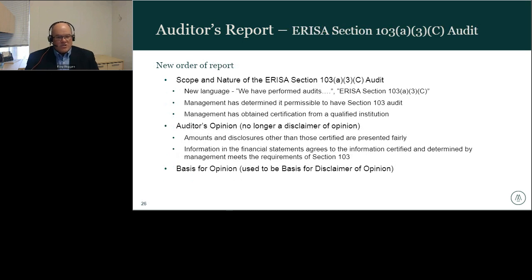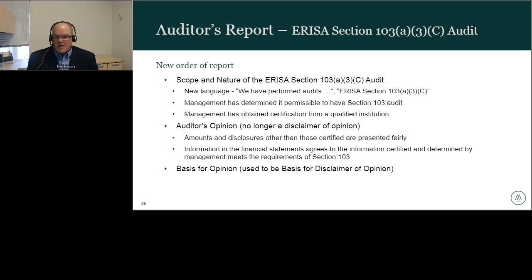Things get a little more interesting with the new Section 103 opinions. Again, the audit opinion has been moved up towards the top of the opinion, but there's a section at the beginning that really defines what 103 audits are. There's a lot more wording around what a Section 103 audit is, and then that management, again, has determined that the plan meets the qualifications to be a Section 103 audit and has received a certification from a qualified institution to do that.